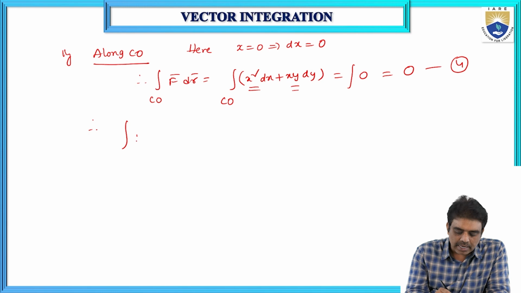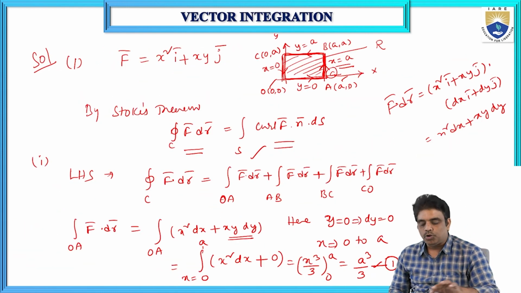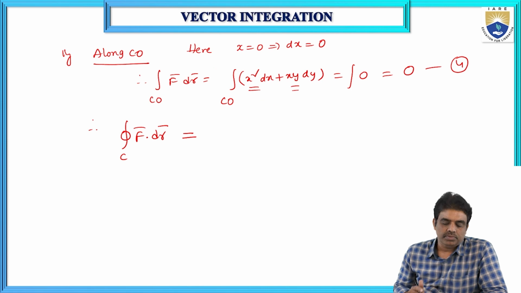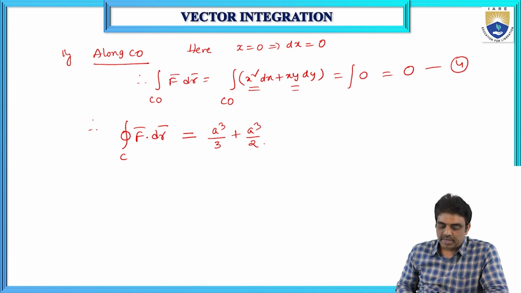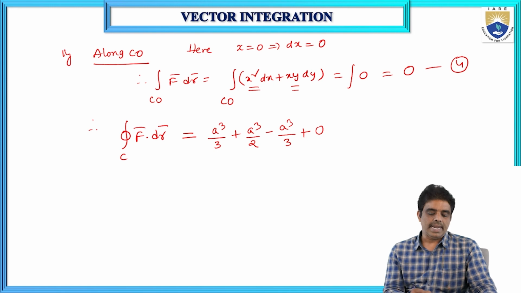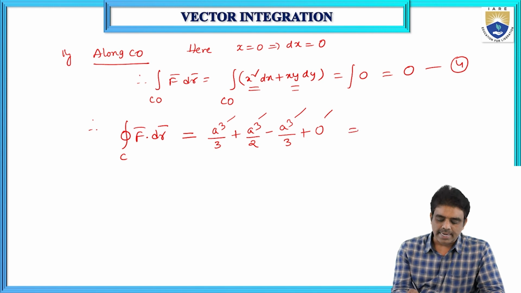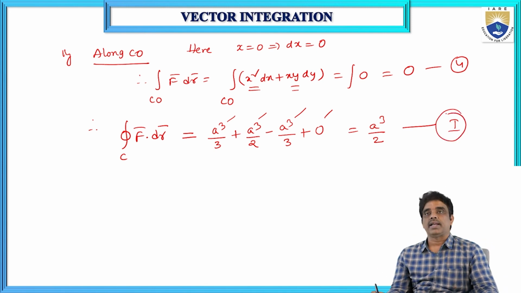Therefore, the integral of f bar dot dr bar along the closed curve C is equal to, what is the first value? I will go through one by one. A cube by 3 is the first value, see equation number 1. Second one a cube by 2. So a cube by 3 plus a cube by 2. And the third value is minus a cube by 3, plus 0 as the last value. So adding along OA, along AB, along BC, along CO, adding all the values, you will get a cube by 2. This is equation number 1.